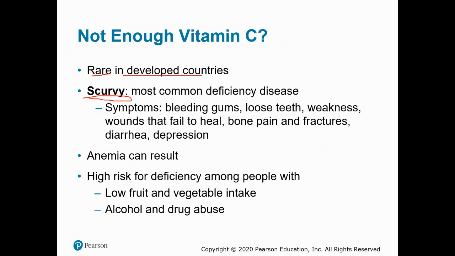After a few weeks at sea, they ran out of their fresh fruit and vegetables, and by the time they landed across the ocean, many of them had symptoms of bleeding gums, loose teeth, extreme fatigue and weakness, wounds that wouldn't heal, bone pain, fractures, diarrhea, etc. All of that was because they had not had vitamin C on that last half of their voyage at sea. And so that's what scurvy is, the lack of vitamin C. So that's the most common vitamin C deficiency.